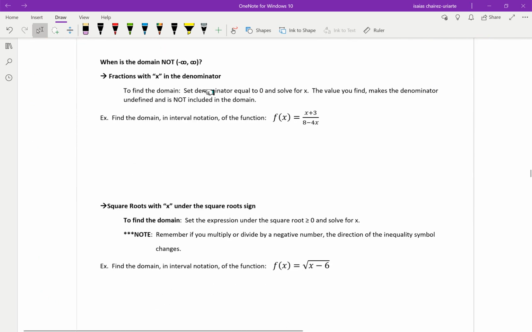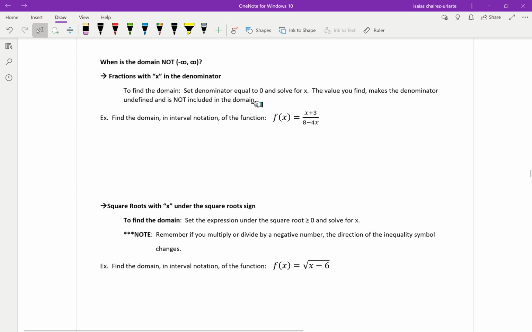So let's think about what are called rational functions, functions that are fractions. If you are given a function that has the variable x in the denominator, you definitely want to avoid dividing by 0. So what they tell us here is that for fractions with x in the denominator, to find the domain, you set the denominator equal to 0 and solve for x. The value that you find makes the denominator undefined and is not in the domain.